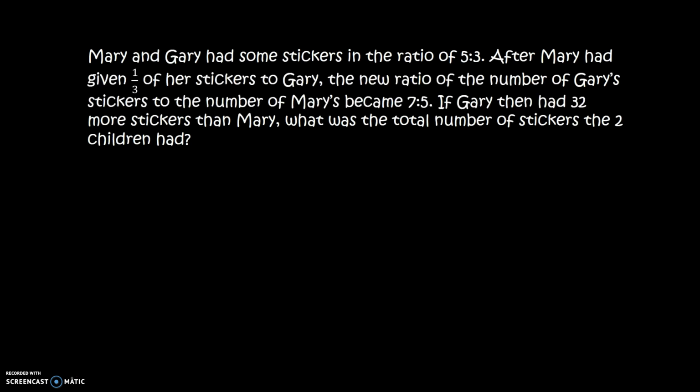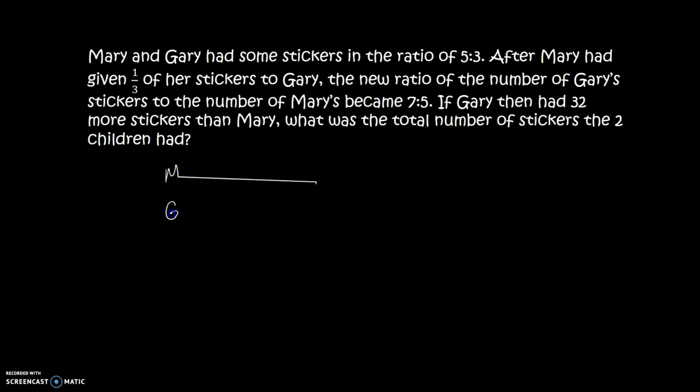So Mary and Gary had some stickers in the ratio of 5 to 3. After Mary had given 1/3 of her stickers to Gary, the new ratio of the number of Gary's stickers to the number of Mary's stickers became 7 to 5. If Gary then had 32 more stickers than Mary, what was the total number of stickers the 2 children had? Oh, there is so much information in this word problem. So let's start at the beginning and break it down.